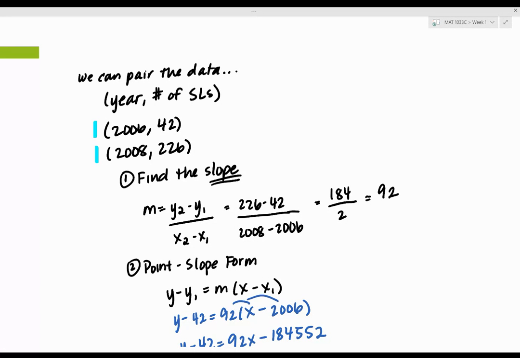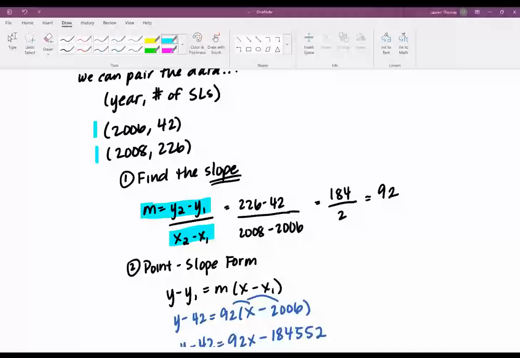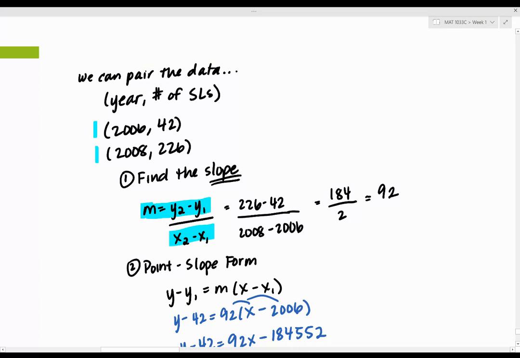Now, since those are 2 points, we can find the slope by using the slope formula. m equals y2 minus y1 over x2 minus x1. Now, when we do that, I'm going to go ahead and plug in those values that I had. Remember, it doesn't matter which point you designate as point 1 or point 2, you get the same answer. But for me, I let the 2006 be my point 1 and the 2008 be my point 2. And I plugged those values into the slope formula, and I ended up with 92.